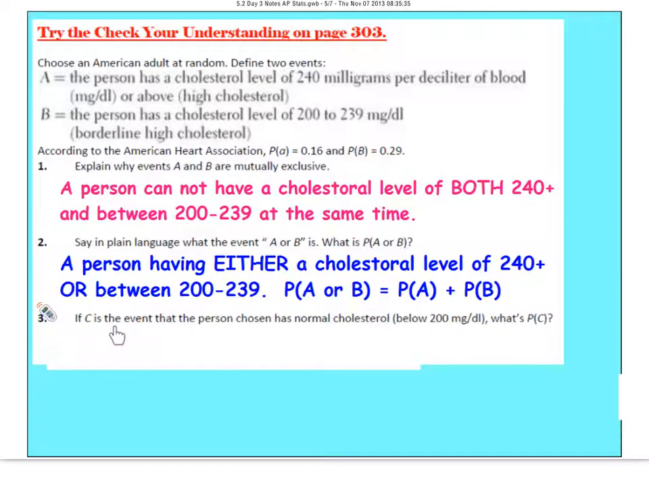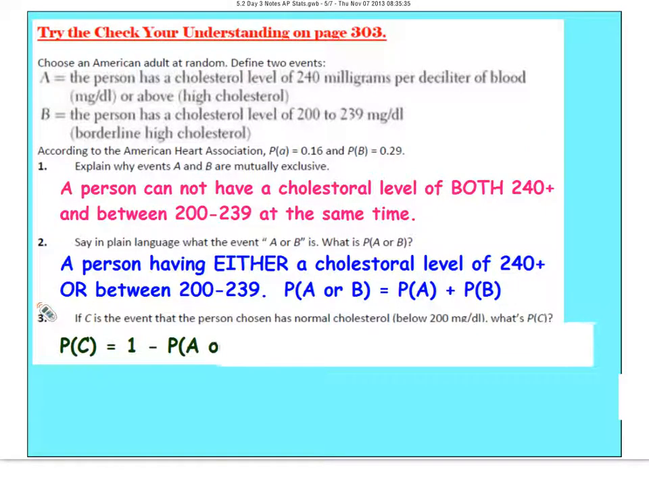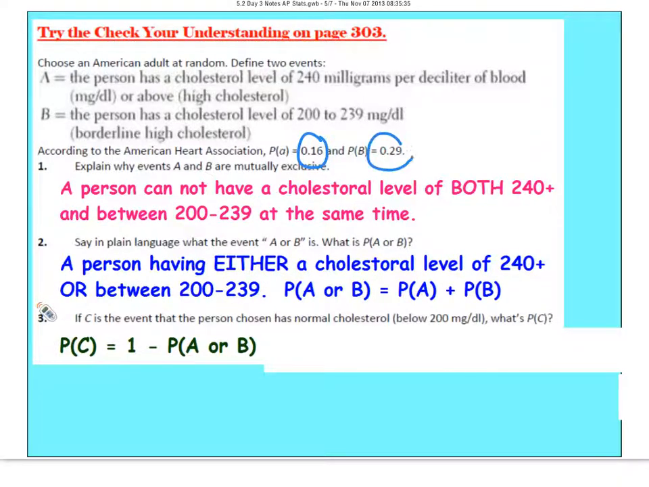If C is the event that a person chosen has a normal cholesterol level, which means below 200, what is the probability of C? Well, the probability of C, which is getting below 200, we could do the complement. We could say that's the same as 1 minus the probability of A or B. Well, the probability of A or B, if we add those 2 together again, is going to be 45. So let's do 1 minus 0.45, and that's going to give us a probability of 55%.